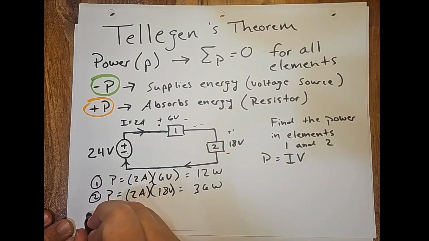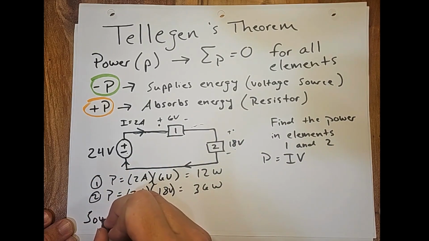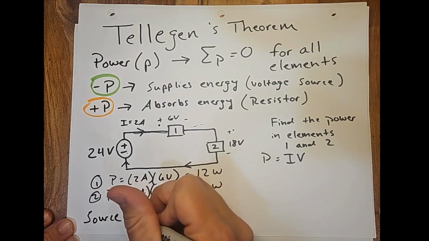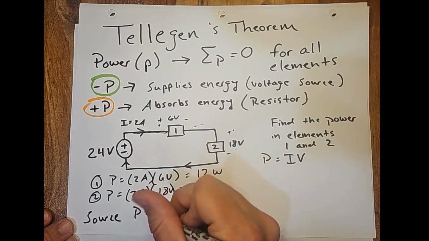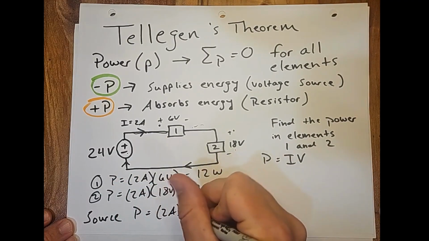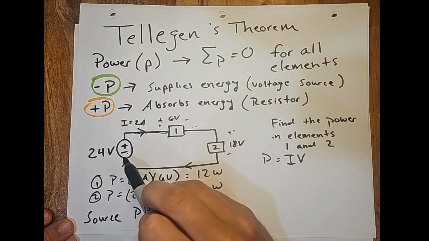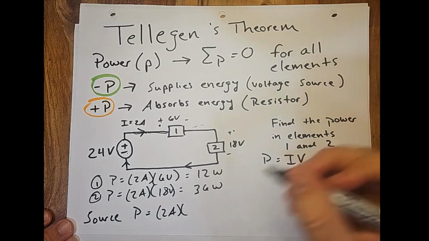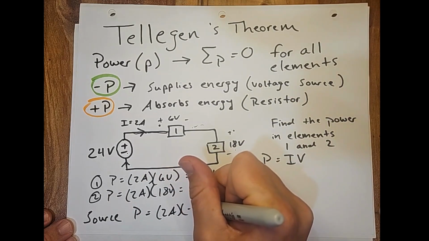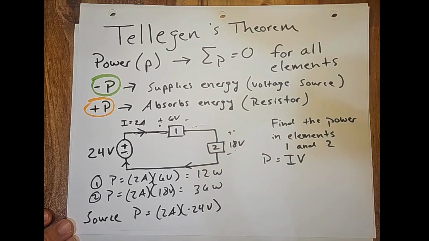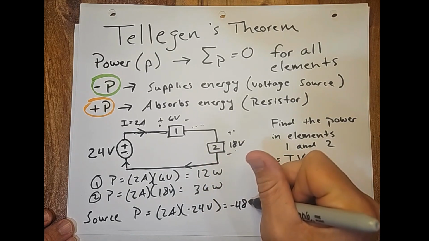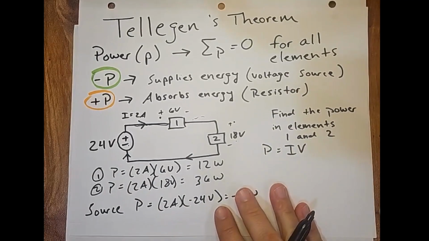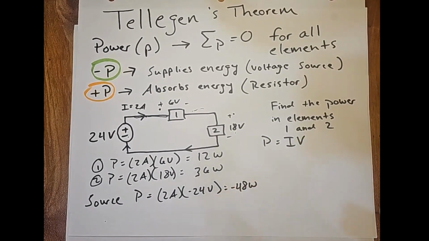So let's do the source. Power equals still 2 amps, because we're all in series. Now it's going to be times that negative 24 volts. All right, that of course is going to be negative 48 watts. So now here's the question.